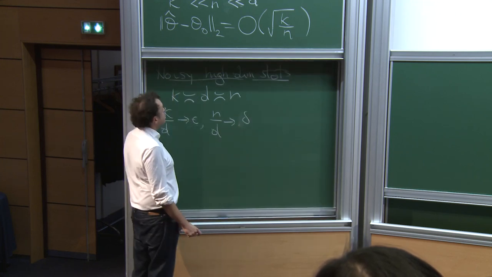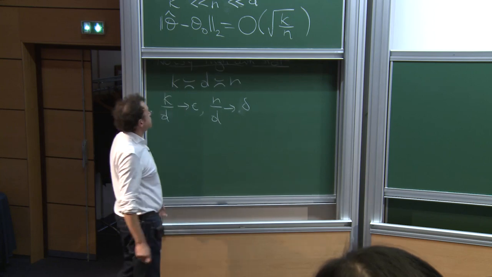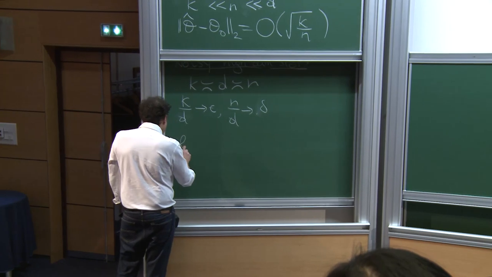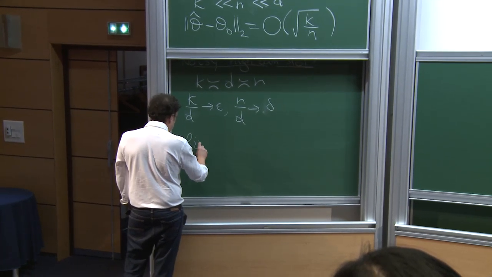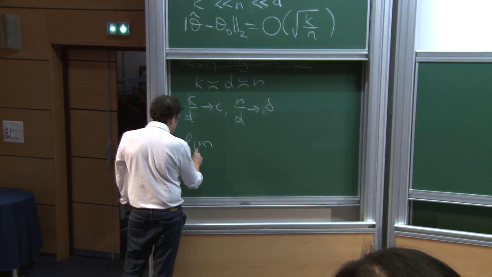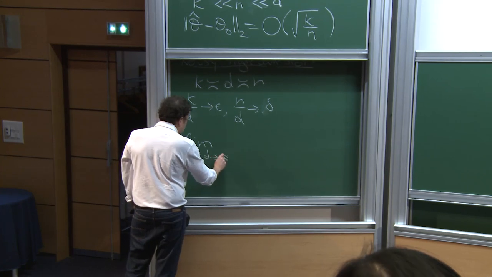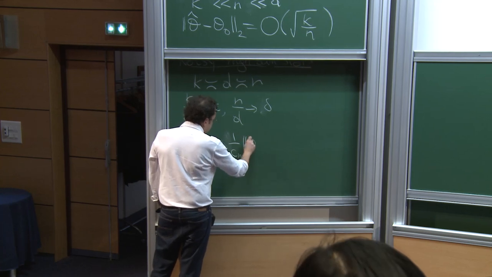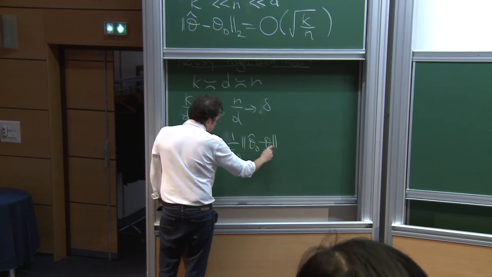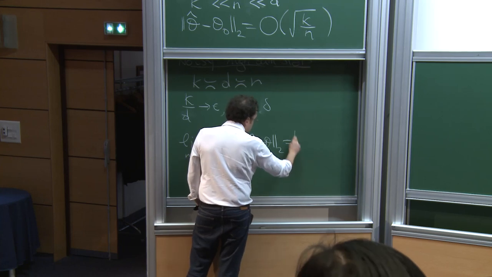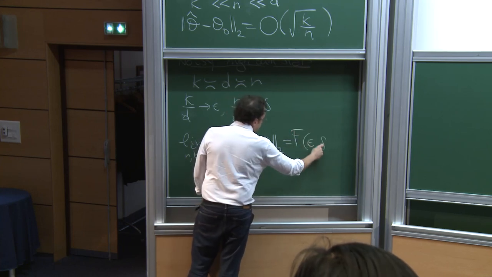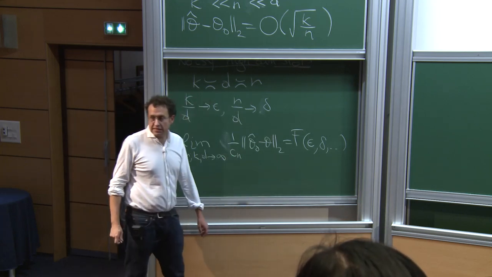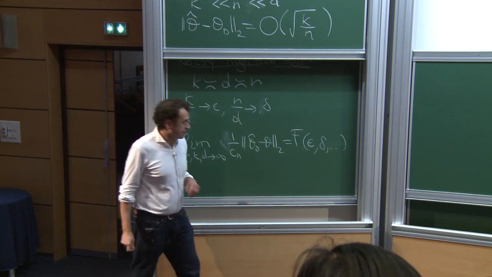But one important fact is that we are not satisfied with proving convergence to theta 0. Instead we obtain things of this type: in the limit n, k, d to infinity with these ratios fixed, if you rescale the error in a certain way, it converges to a certain function of epsilon, delta, and other parameters. This is the kind of function that Lenka has been writing in everything.